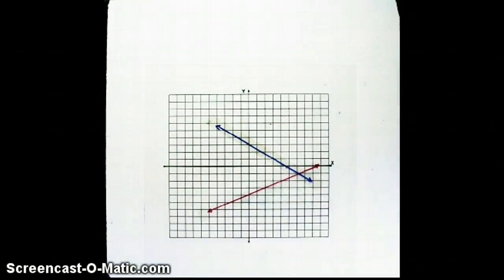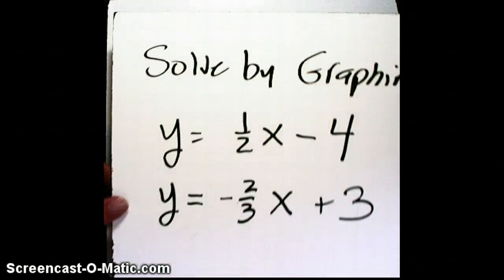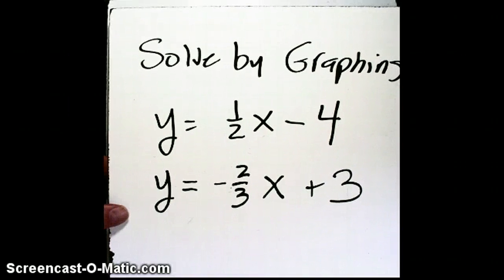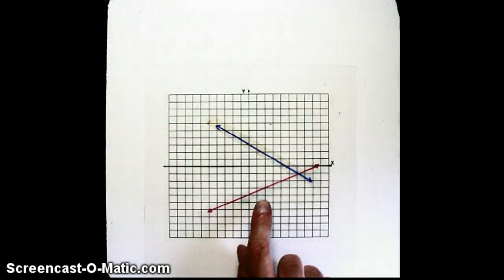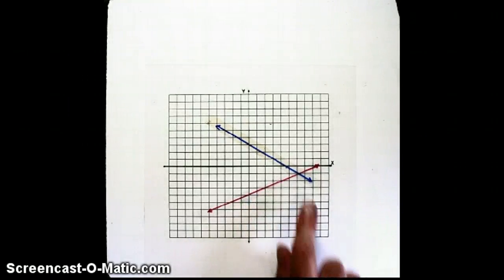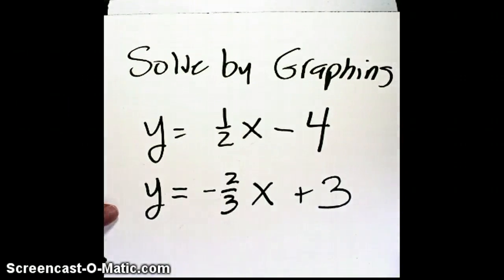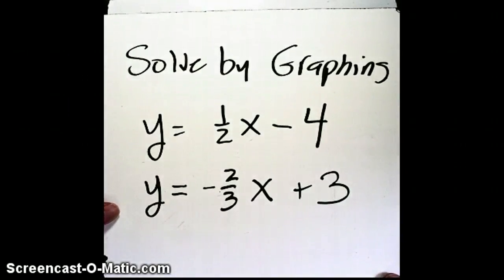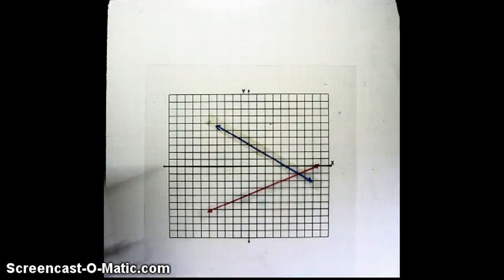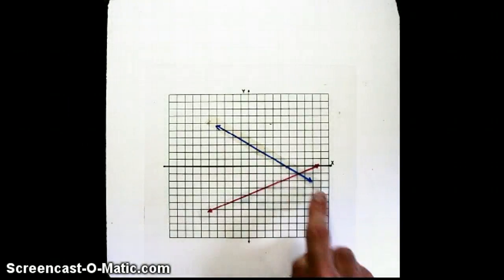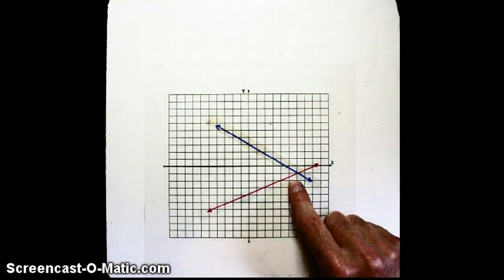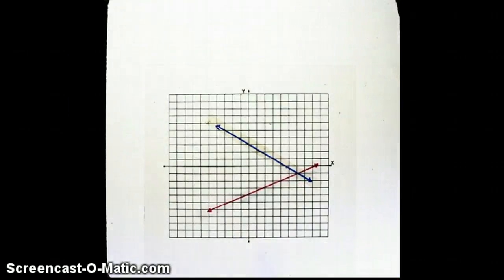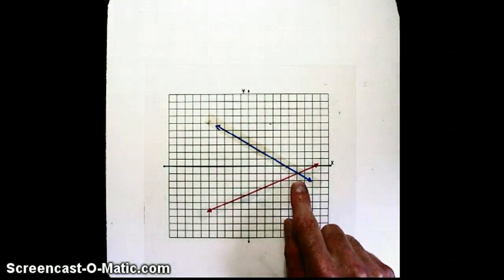All right, let's make sure we understand this now. The first one had a y-intercept of negative 4 and a slope of 1/2, up 1 over 2. Second one, y-intercept of plus 3 and slope of negative 2/3. Now the question is, where do the two lines cross? The two lines cross at (6, -1).